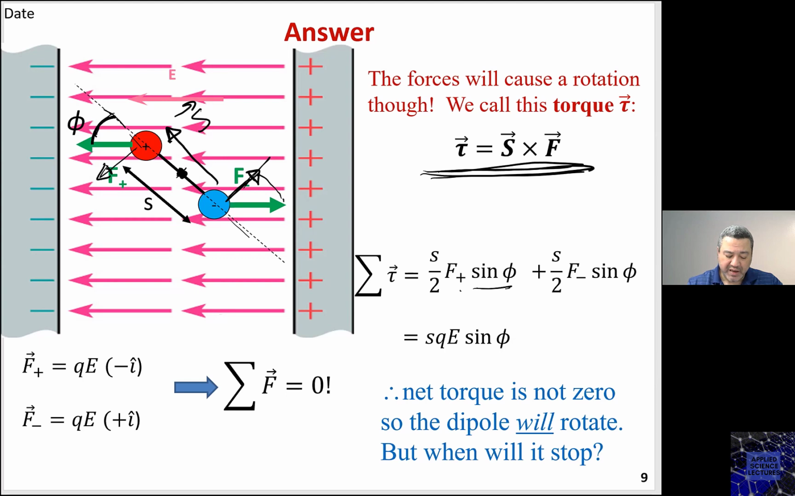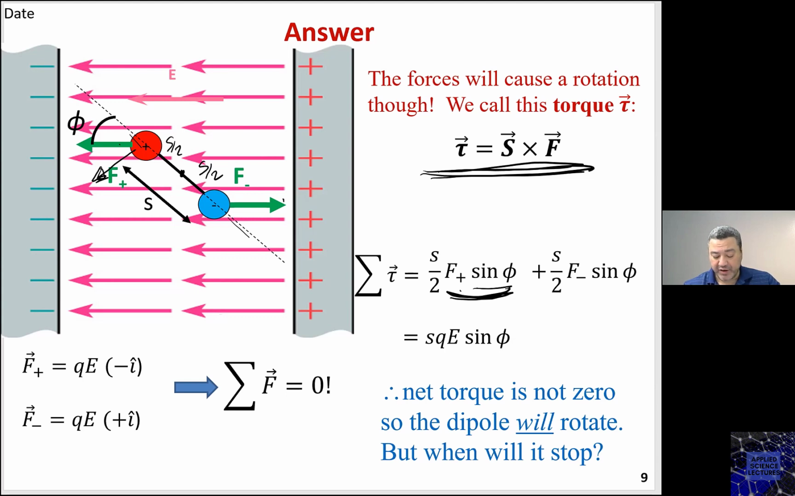Because this is the component that is responsible for the torque. So this component is F sine phi for both cases, for either the positive or the negative. Let me redraw that. So for both cases, if this is the center of the mass, then this is the component that is responsible for the torque, and that's why this is F plus sine phi, and here this is half of the S, so this is S over 2. This is S over 2 between the charge and the center of the mass.